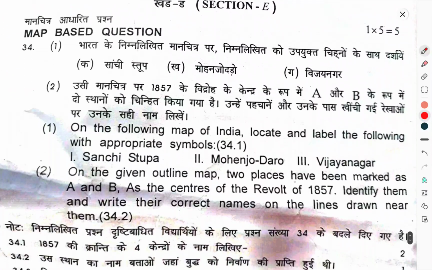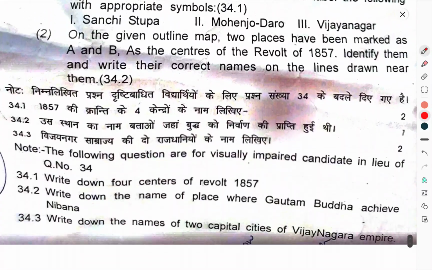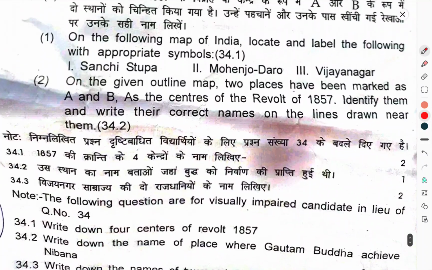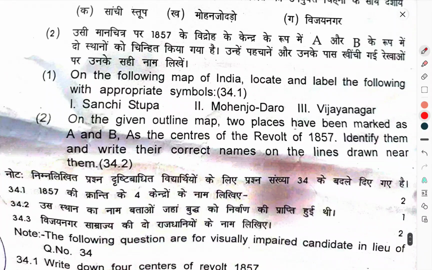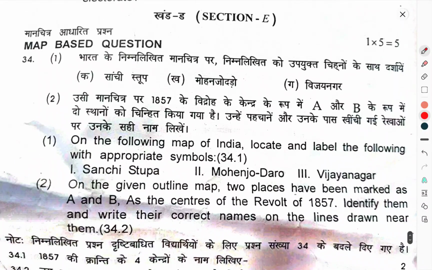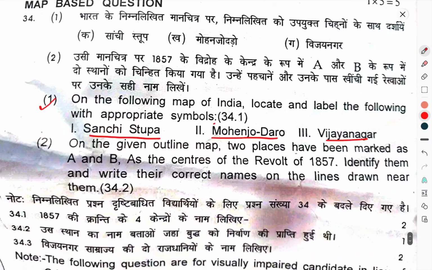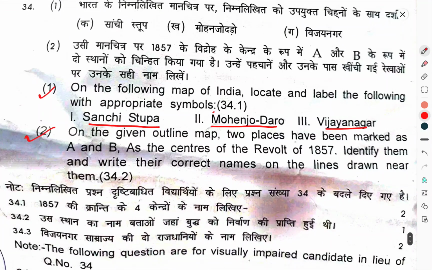Now we have come to Section E, map based questions. Yes, we come to the map based question. On the following map of India, locate and label the following with appropriate symbols: Sanchi Stupa, Mohenjo-daro, and Vijayanagar. On the given outline map, two places have been marked as A and B as centers of the revolt of 1857. Identify them and write their correct names on the lines drawn near them.